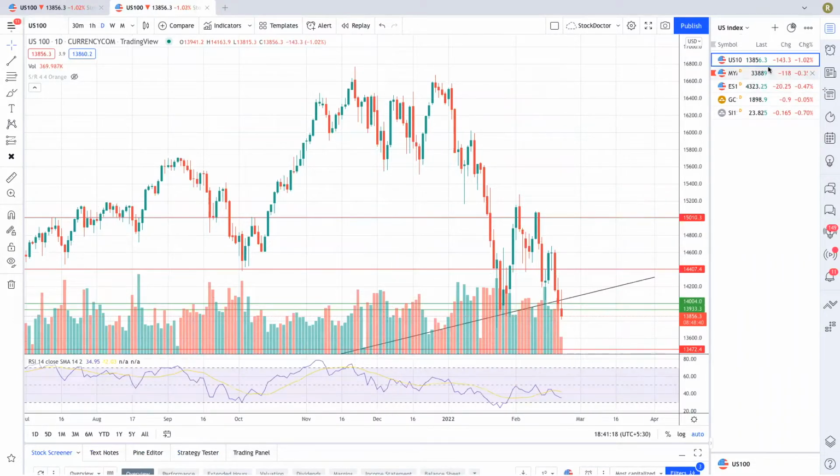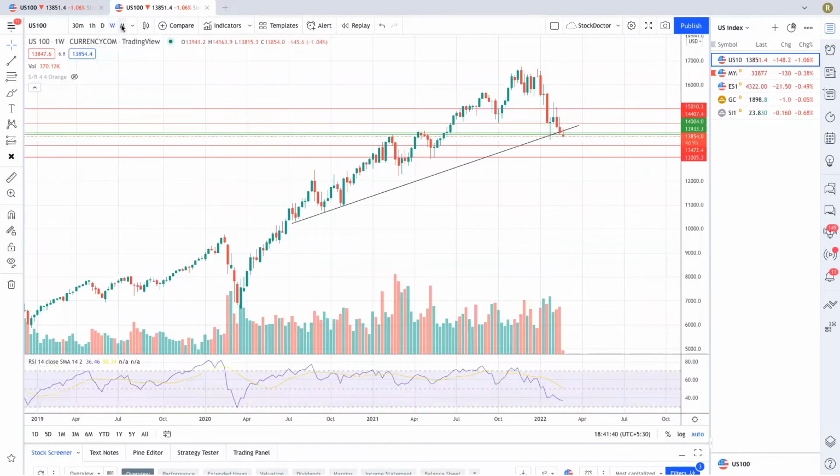So first we are going to check US 100. Now this is US futures. Futures are trading right now. It's a holiday today for the US market, but futures are trading. So if you see here, Nasdaq 100 is trading at 13,860. First of all, we will see the weekly and monthly candles.